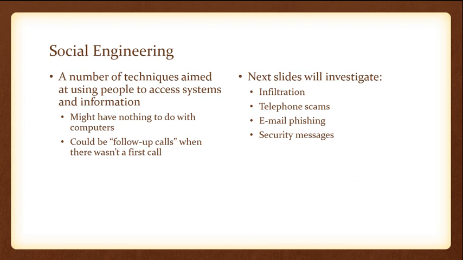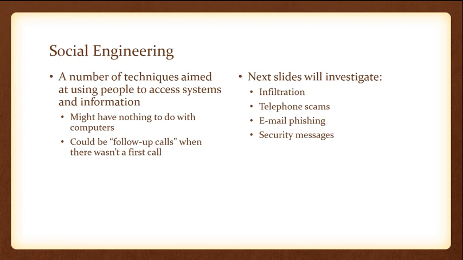The next one is social engineering. Now, social engineering is the process of using or manipulating people to gain access to that network from the outside. Social engineering is humans using other humans. There's a number of techniques aimed at using people to access systems and information. It literally might have nothing to do with computers.